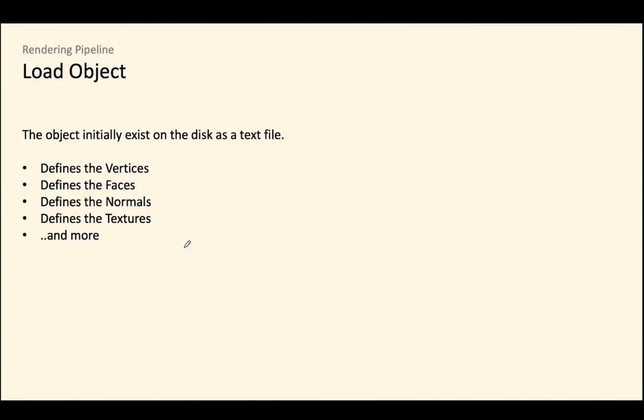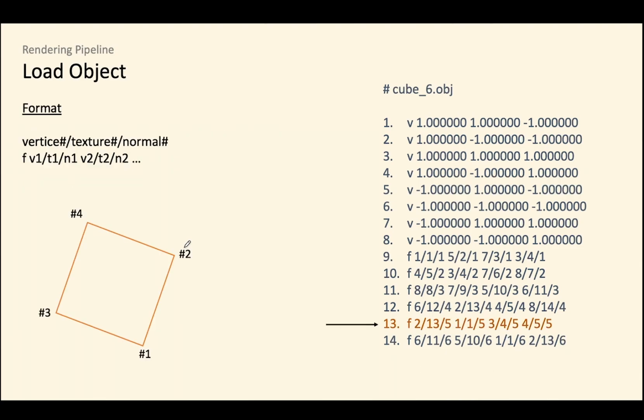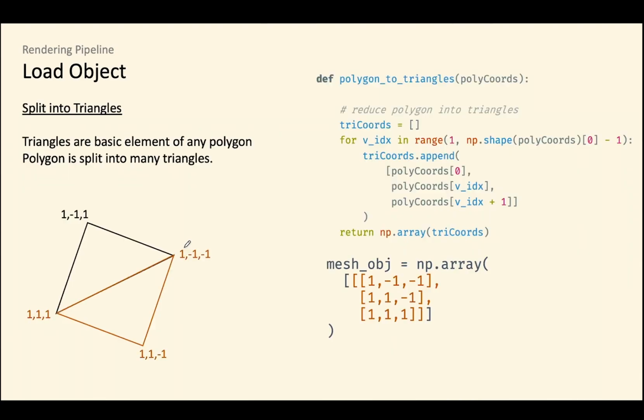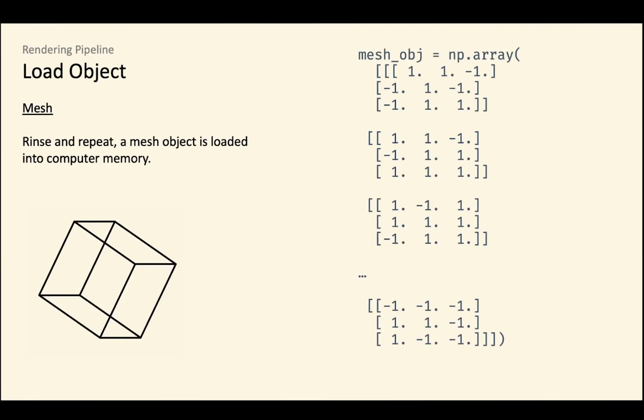The first step of rendering is to load the object to memory. Wavefront file is a simple format that uses text to define a 3D shape. Here is an object file for a cube. The program locates the faces and finds each vertex. A polygon is then formed. Then the polygon is divided into triangles. Here's what the loaded object looks like in memory.